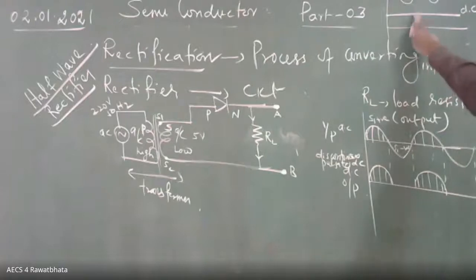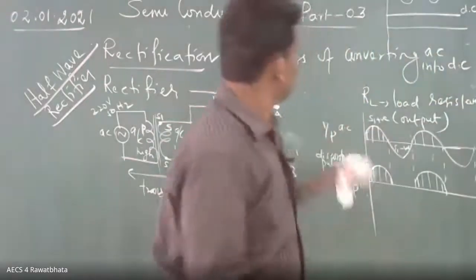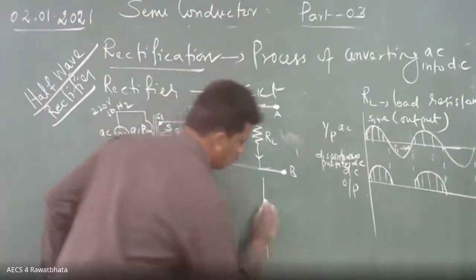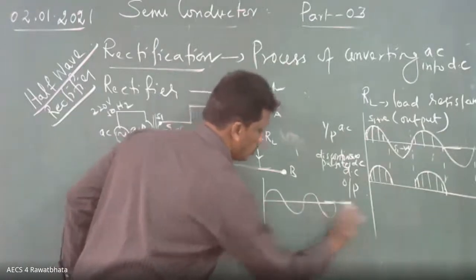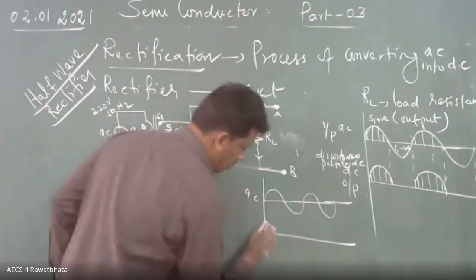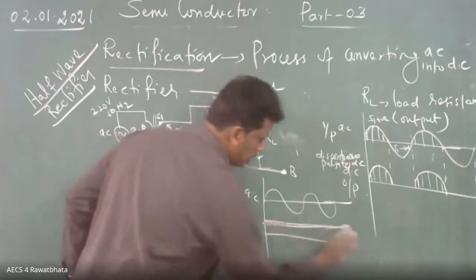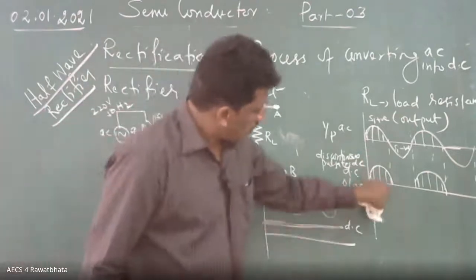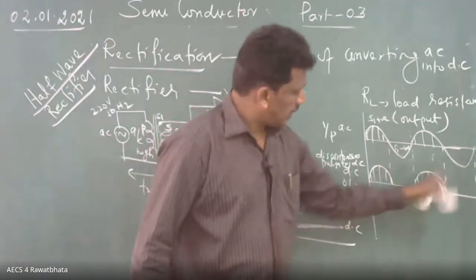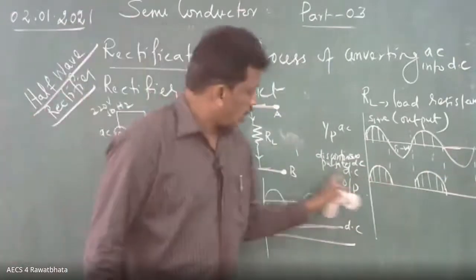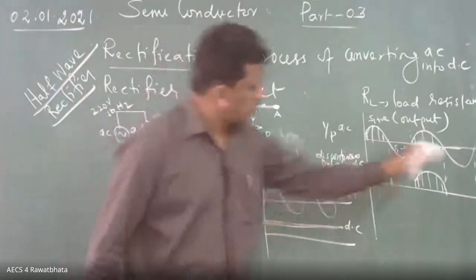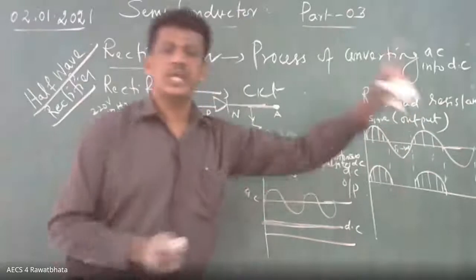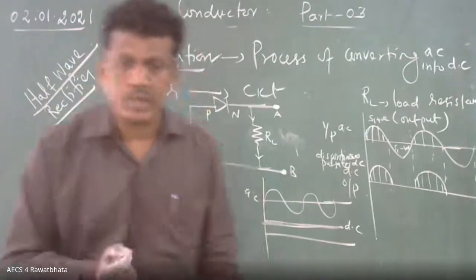Something is missing here. Oh, it's not visible. Okay, I will do it here. Okay, this is AC. Okay, this is DC. I am talking about this DC. This is perfect DC. But instead of straight, what is coming? Curve, pulse, pulsating. That pulsating is also not continuous. That's why discontinuous pulsating DC output. This is for the half-wave rectifier. Only half of the AC is converted into DC.